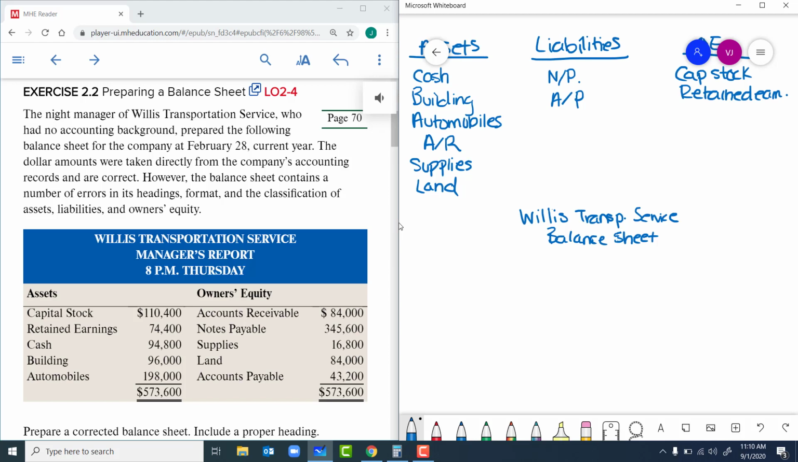So this is preparing the following balance sheet for the company at February 28th of the current year. So the end of February. So probably for the month ended February 28th. Okay, so this is probably a monthly balance sheet. It might be for a year, but we'll just go with month. For the month ended February 28th, and let's say 2019.